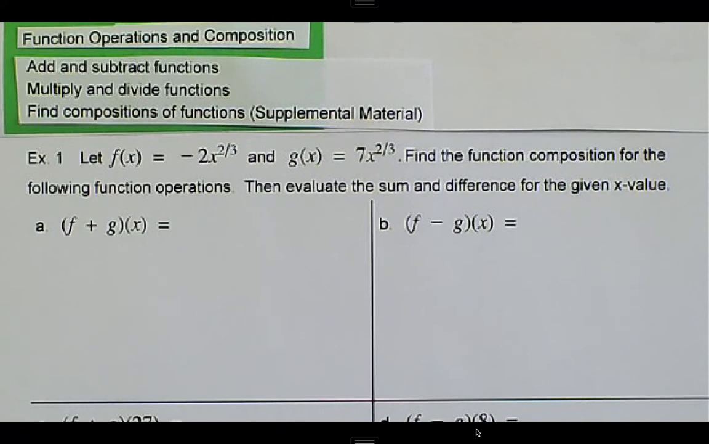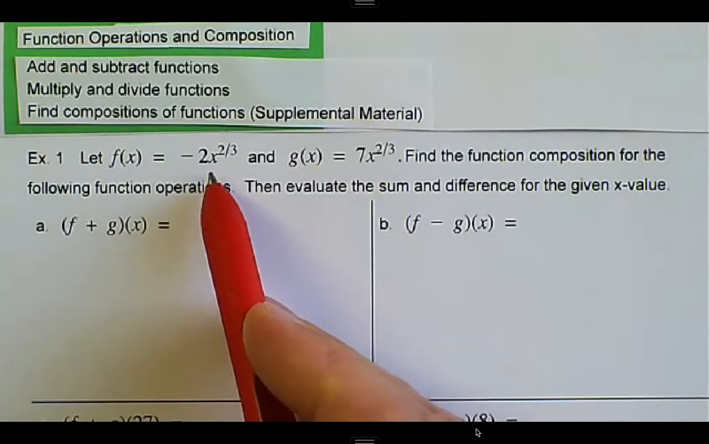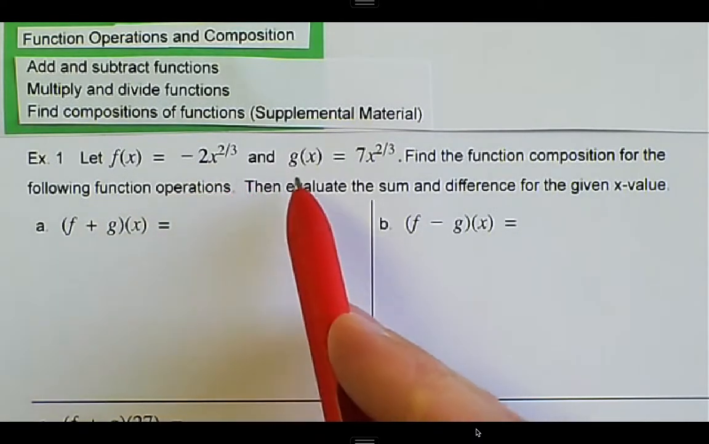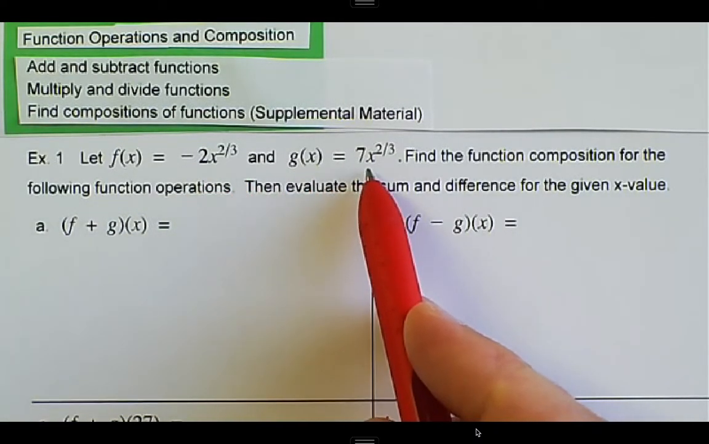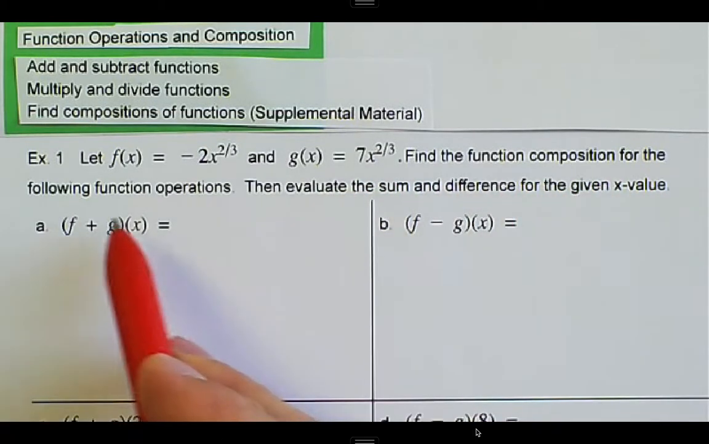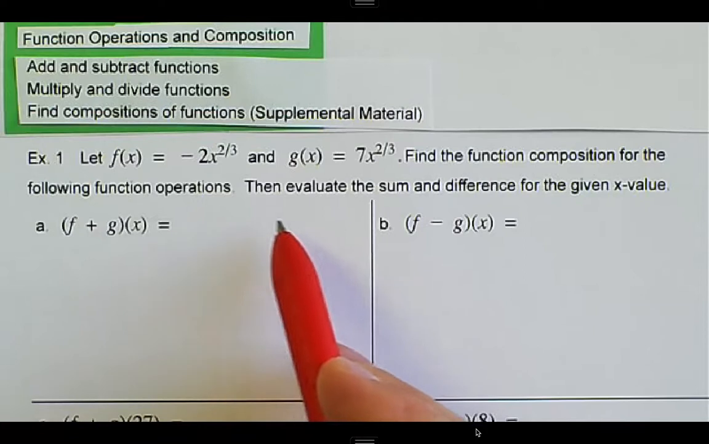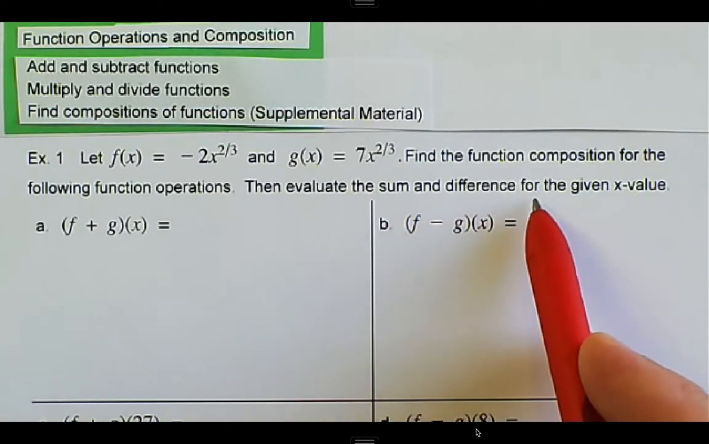About function operations and compositions, and we're going to look at add and subtract functions. So let f of x equal negative 2x to the 2/3 and g of x equal 7x to the 2/3. Find the function composition for the following function operations, then evaluate the sum and difference for the given x value.